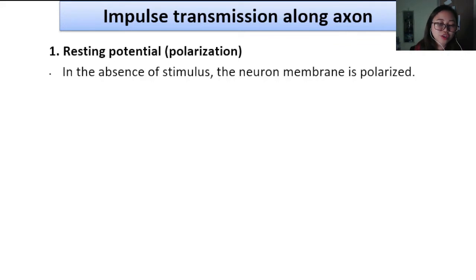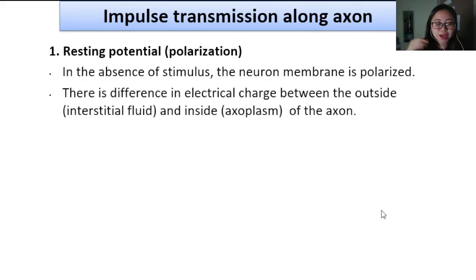We'll start with the first phase of impulse transmission. Tadi saya cakap ada 5 fasa, jadi sekarang kita tengok fasa dia satu demi satu. The first phase is resting potential or polarization stage. This is the stage that in the absence of stimulus, the neuron membrane is polarized. Polarized maksudnya ada bahagian yang positif, ada bahagian yang negative charge.